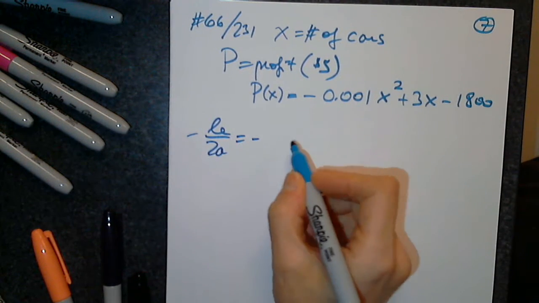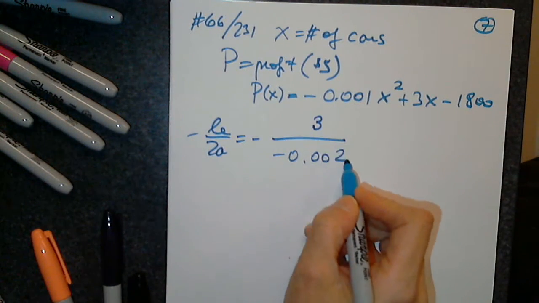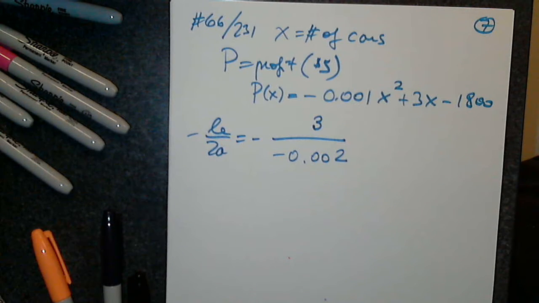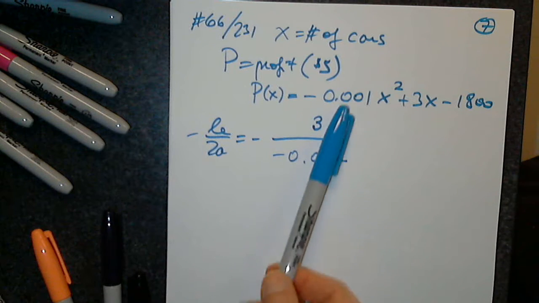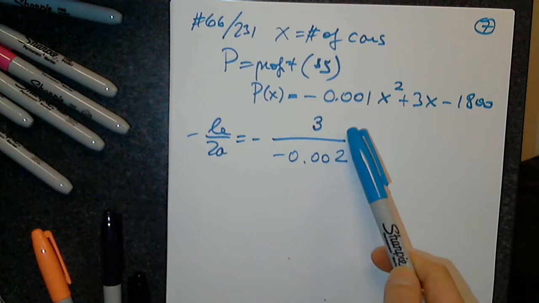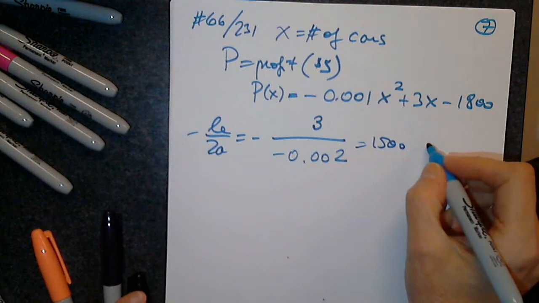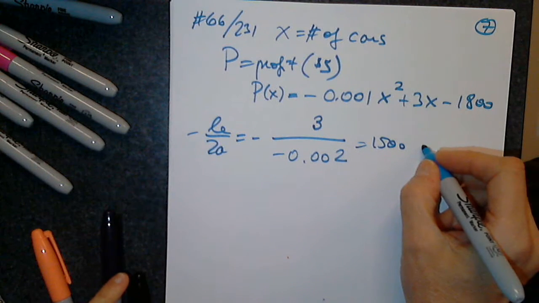Right. So negative b is 3, over 2 times a, negative 0.002. Very good. Then here's what I would do. I would not even plug this in a calculator because I have to multiply top and bottom. Of course, it has to be positive. I cannot sell a negative number of cans, right? So negative and negative will be positive. So I change to 3,000 divided by 2. It must be 1,500. The measurement unit is crucial. What is it? Dollars.